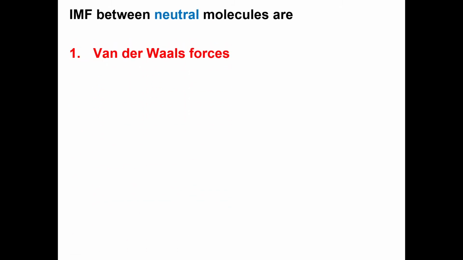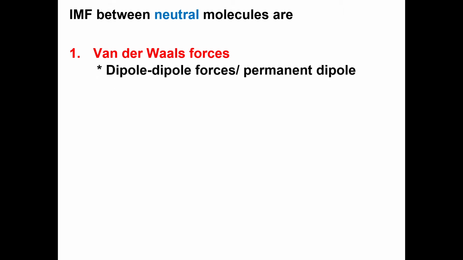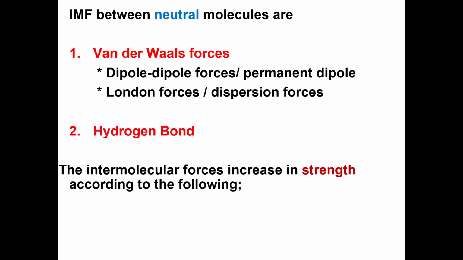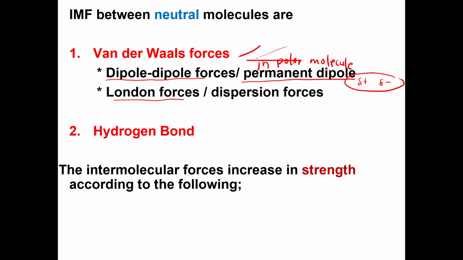Okay, so yang ni just recall back. Intermolecular force in neutral molecule divide into two, van der Waals and hydrogen bond. So kita ada van der Waals force. Van der Waals we have dipole-dipole and London force. So dipole-dipole exists in polar molecule. So all polar molecule will have dipole-dipole force, or known also as permanent dipole. Permanent means dia tetap begitu because of partially positive and partially negative in that molecule stay.